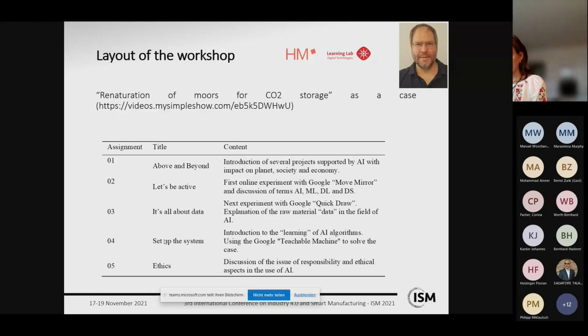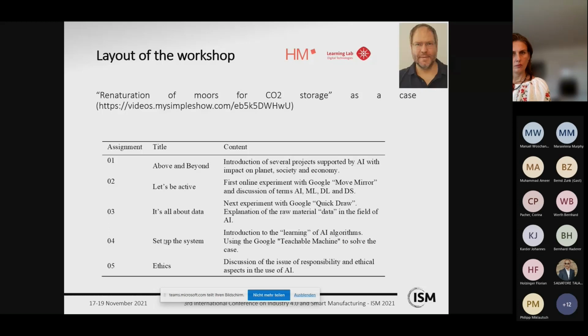So it has to be made sure that it is a good moor that is really able to store the CO2. And you can teach this algorithm basically to understand whether this moor is in good shape or not. So we could intervene and say we need more or less water in order to make it a good storage of CO2 again.